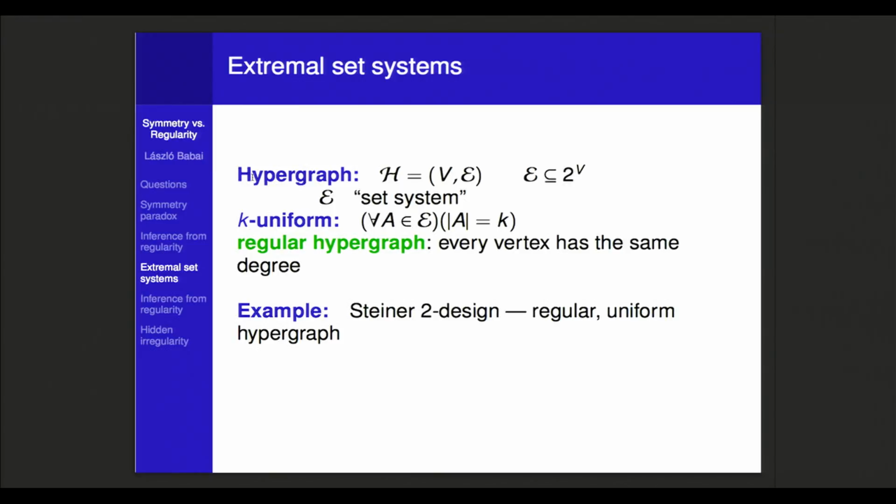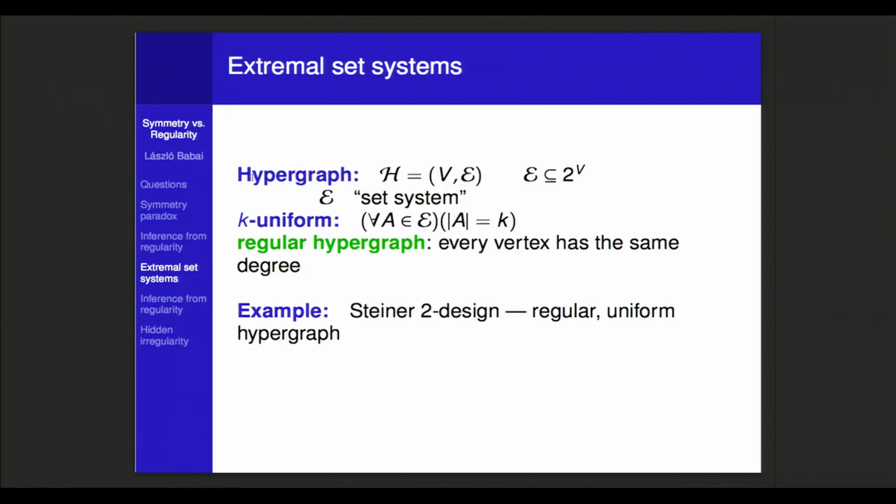So the set of edges is simply a subset of the power set of the set of vertices, and the set of edges we refer to as a set system. Basically, the set of vertices is not going to matter a lot, so I'm going to talk about set systems or hypergraphs. They will be essentially interchangeable.